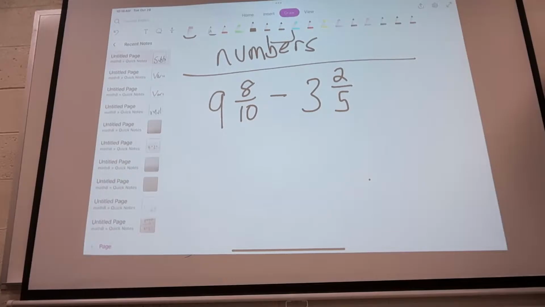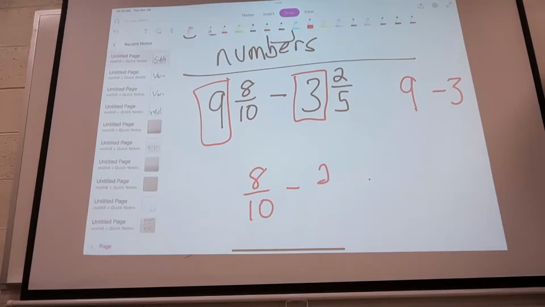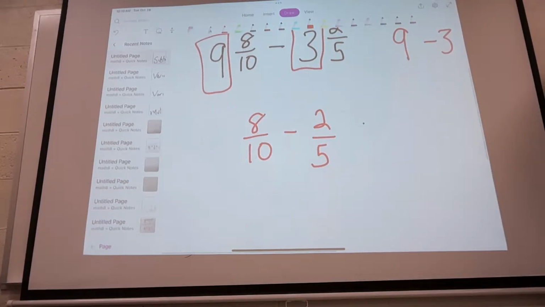Couple ways to do these. What I would do is just take out the 9 and the 3 for right now. Put them aside. So we have 9 minus 3 over here. And then we just have 8/10 minus 2/5. Okay. This is just like we did yesterday.